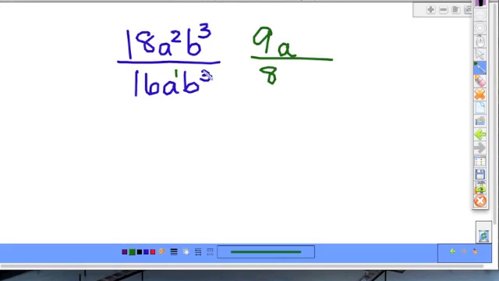All right. Now, let's look at our b's. 3 take away 3, these actually cancel because it becomes 0. So my final answer is 9 over 8a. And that's it. So sometimes they don't always work out totally beautiful, but there you go.